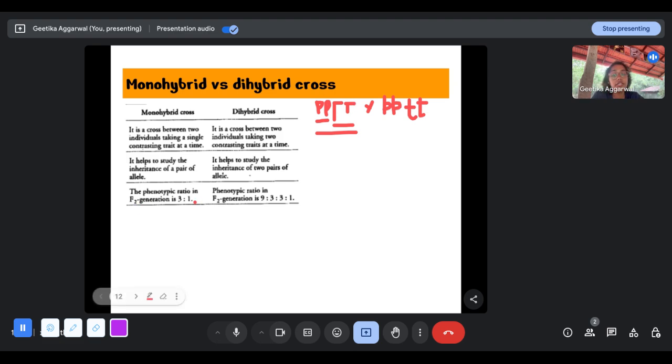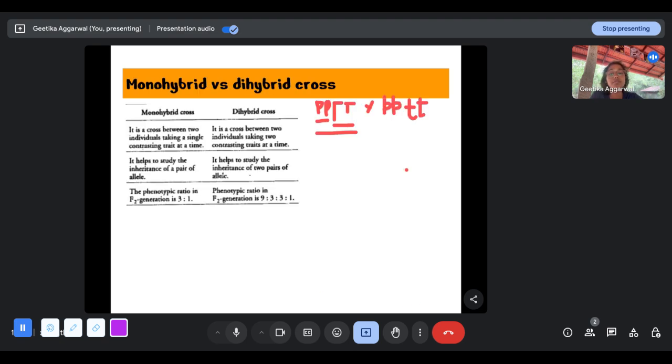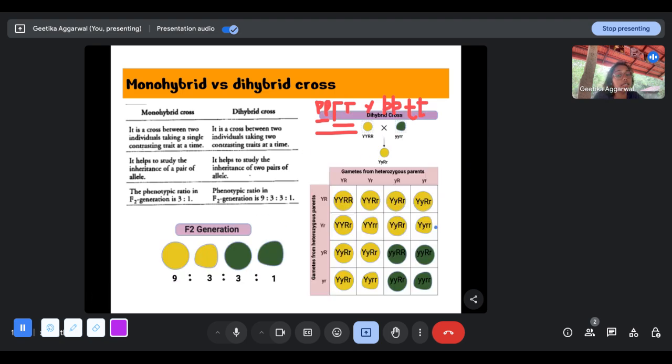So the phenotypic ratio in the F2 for a monohybrid cross is 3 to 1, as we've already discussed in the last slide. So here you get a ratio of 3 to 1 in a monohybrid cross for an F2 generation. But what is the phenotypic ratio for an F2 generation of a dihybrid cross? So this is how you calculate the phenotypic ratio of a dihybrid cross. Again, you're using a Punnett square here as well. So it's a dihybrid cross.